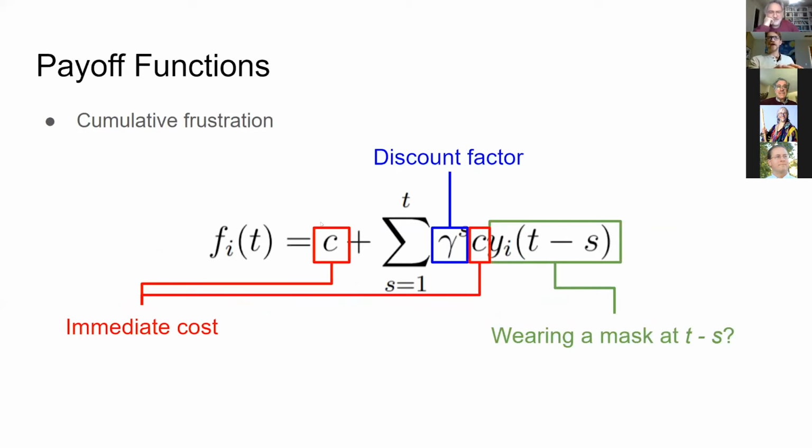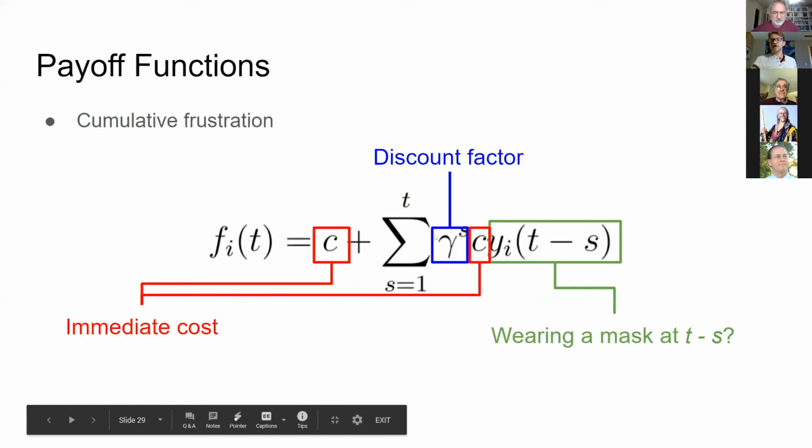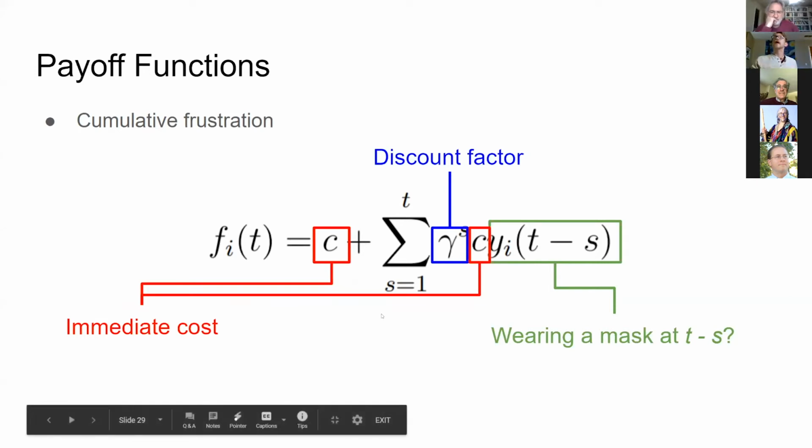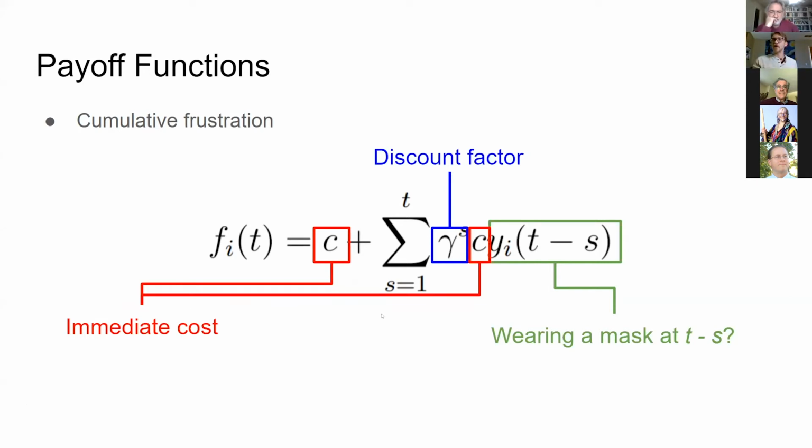So we have a piece of this function, C, and that's our immediate cost, just a one-time step cost of complying with, say, wearing a mask. And then this chunk over here just says, go back through all of the previous time steps and see which ones of them you were wearing a mask for. And then we'll multiply each of those costs at each of those steps by a discount factor and add them all up. So this is our discounted aggregate cost over time of having complied with the behaviors that we need to.